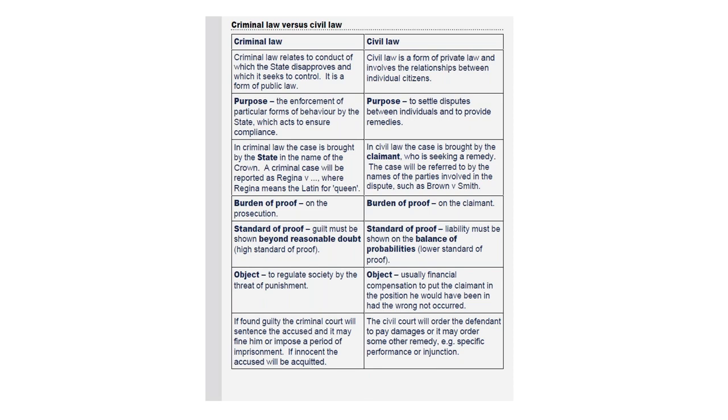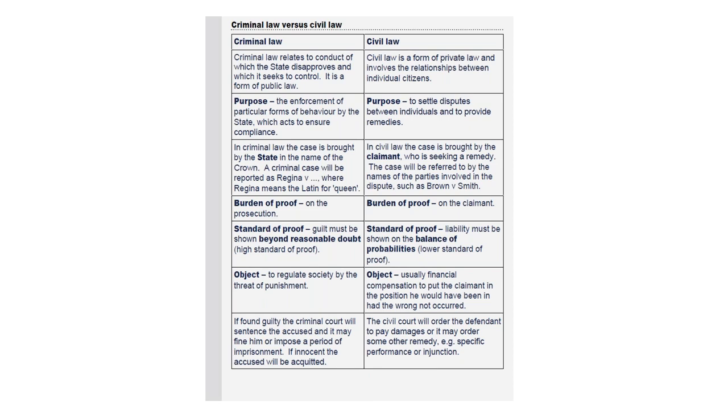And coming to the remedies, if found guilty. In criminal law, if it is proven that the person has actually committed the crime, the court will give the verdict that the person is guilty. If the court thinks that there is still reasonable doubt and he might not have committed the crime, the court might give him the verdict of not guilty.